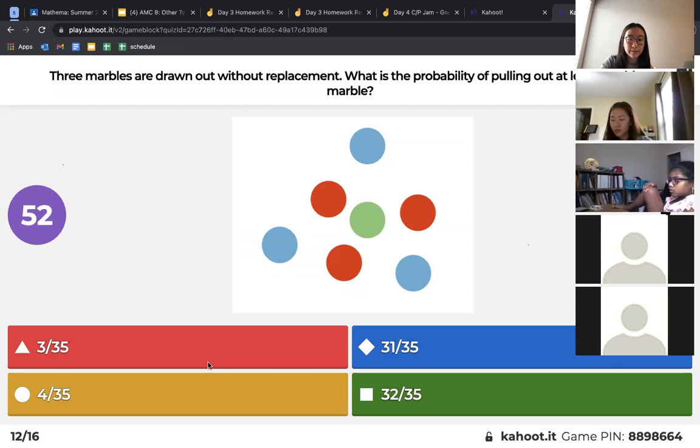So this would just be the same thing, but 3 marbles. And the time limit's longer this time, so hopefully more of you guys get it.